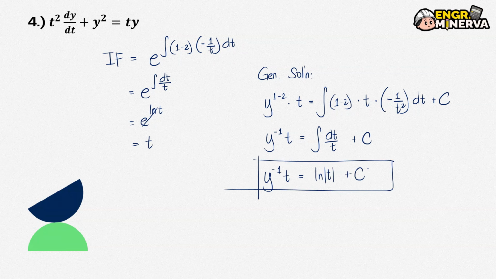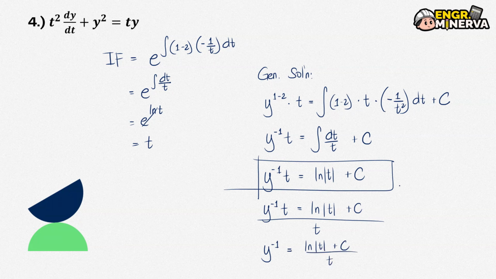So if we want to check the explicit solution, you divide the whole equation by t. That would be y raised to negative 1 equals ln of t plus c over t. And get the reciprocal. That would be t over ln of t plus c. So that is your explicit solution.